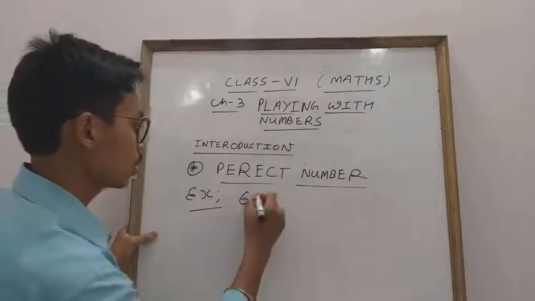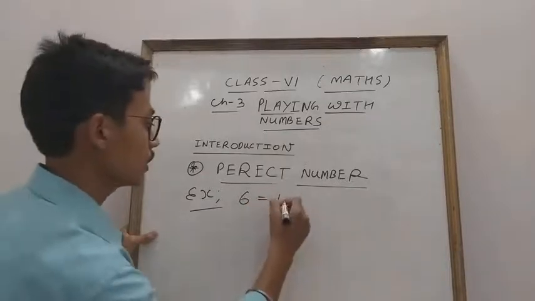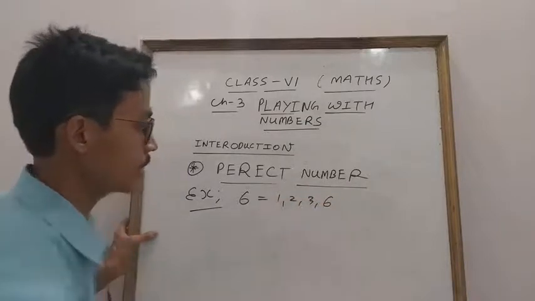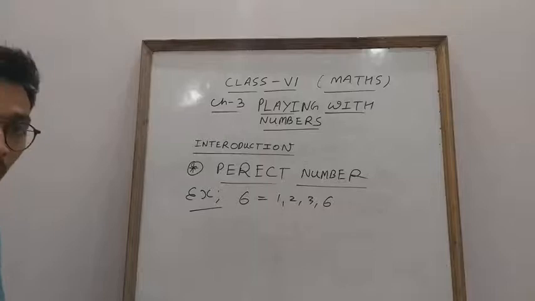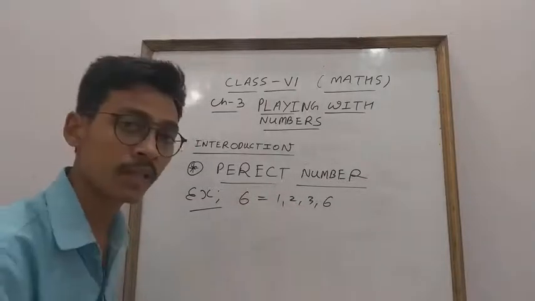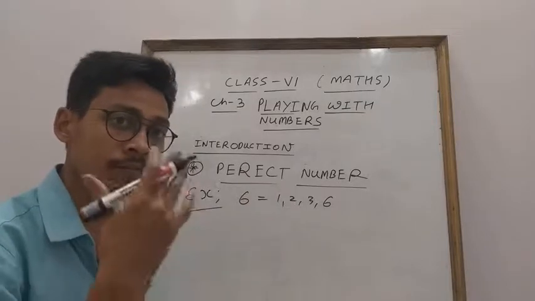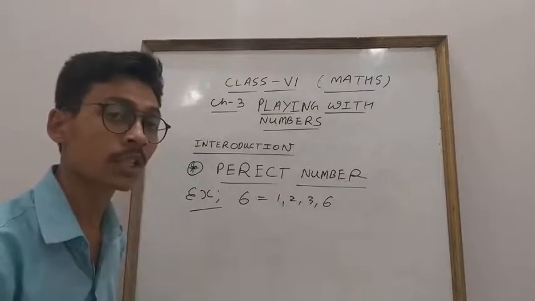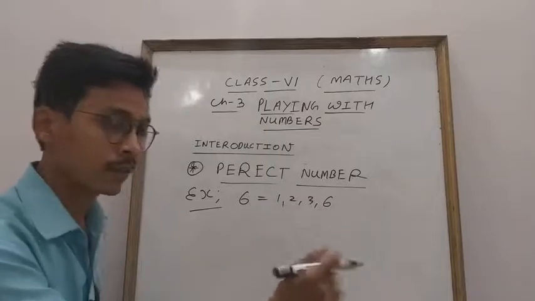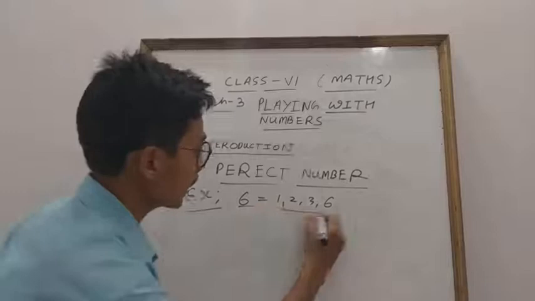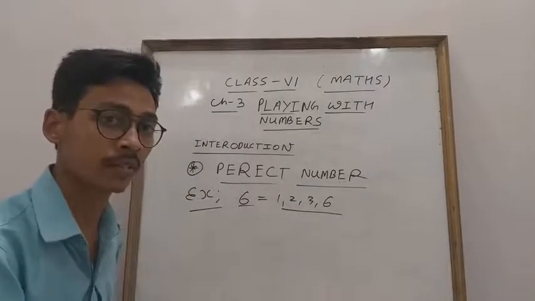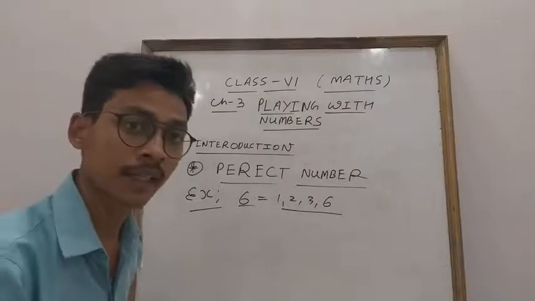So the factors of 6 are 1, 2, 3, 6. Clear? This is the factors. So what I explained, student, is that a perfect number is a number whose sum of factors is twice the number. This is the number and these are the factors. If the sum of the factors is twice that number, then we can say that the number is a perfect number.